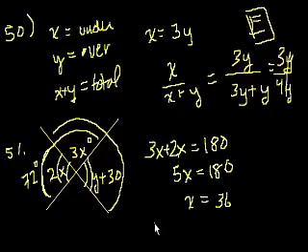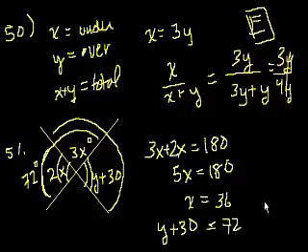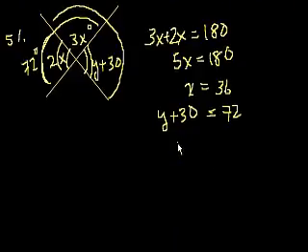So we know that y plus 30 has to equal this angle, which is 72. Subtract 30 from both sides, and you get y is equal to 42 degrees, which is choice E.